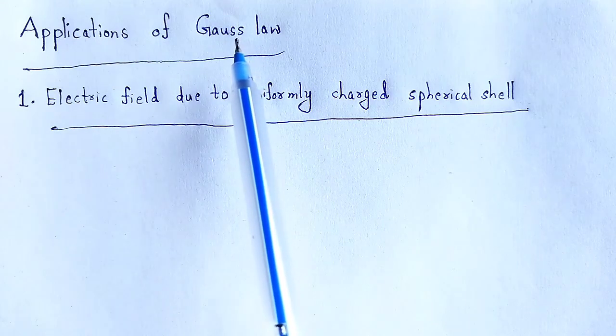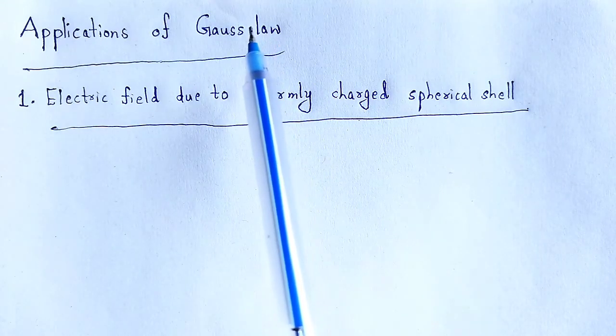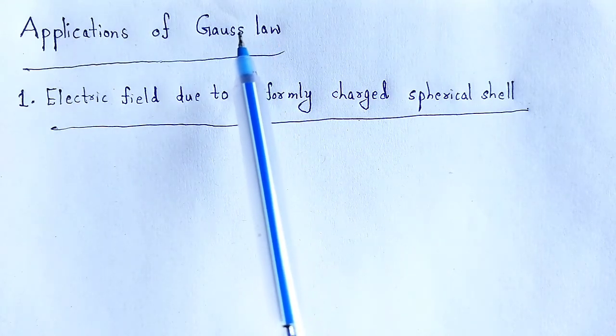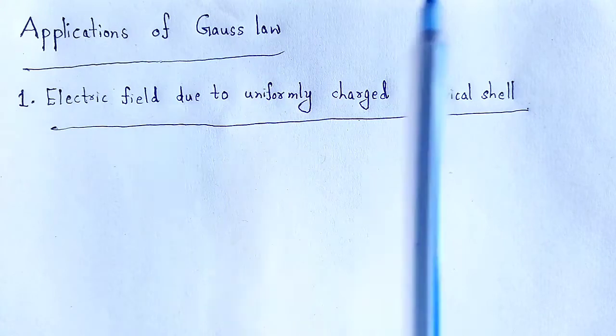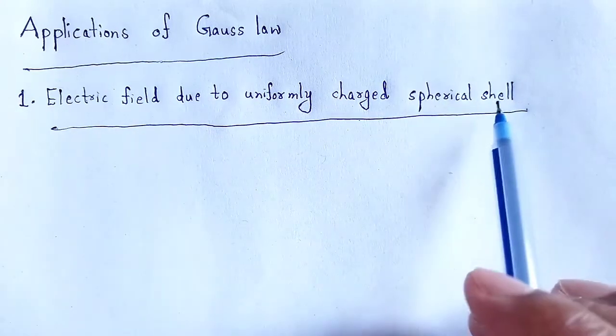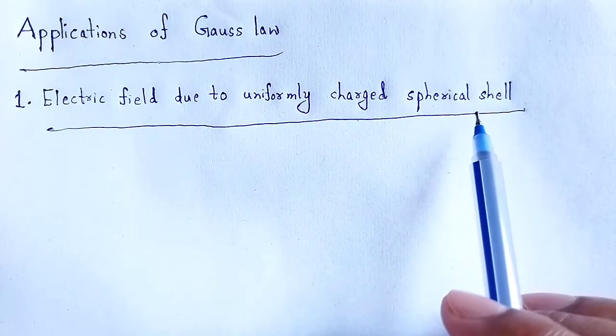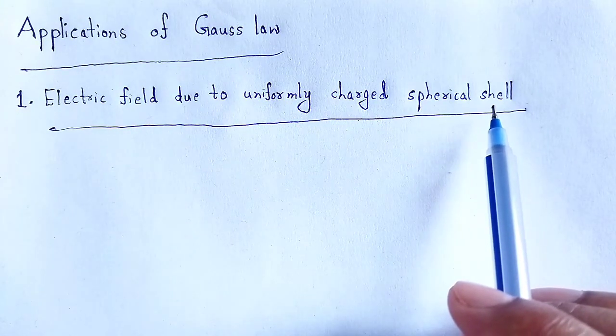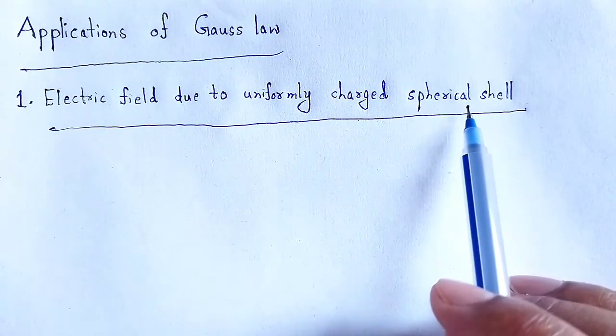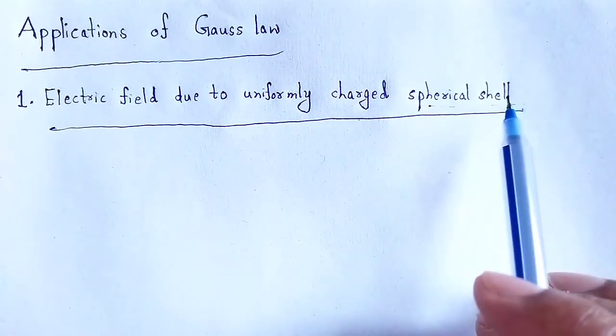Gauss law is extremely useful in dealing with electrostatic problems. The solution of certain problems becomes very easy by using that law. So here, spherical shell means a hollow sphere of infinitely small thickness is known as a spherical shell.